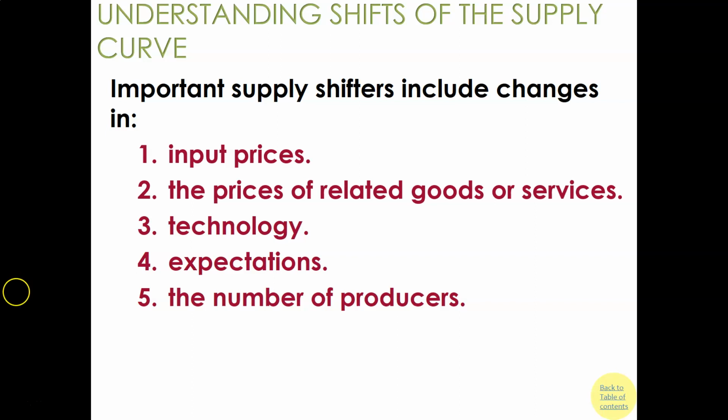If you expect to see a price increase for corn next quarter, and corn is storable, that's important, then you'll probably withhold sales now and sell them in the next period, next quarter. And then, of course, the number of producers is also going to shift the supply curve.